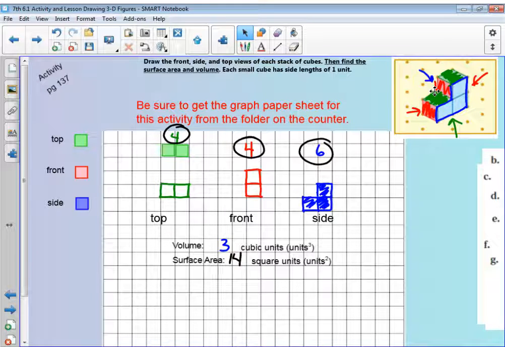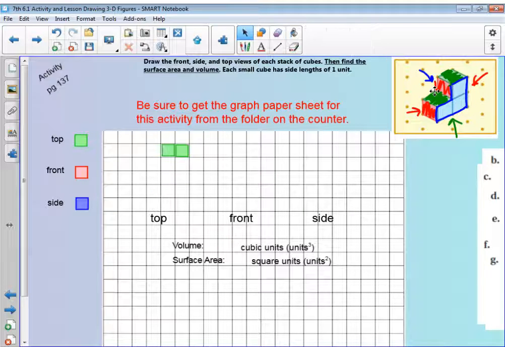Okay, so we're going to go ahead and try a few more of these together. Once again, it's all in that visual understanding how to break it apart so that it's easier to see.